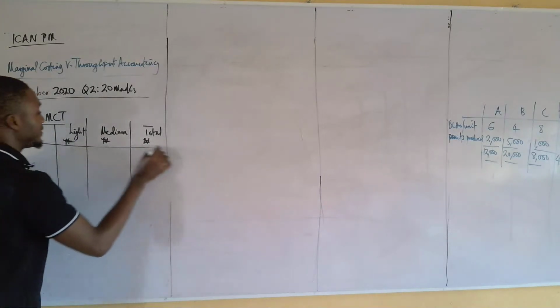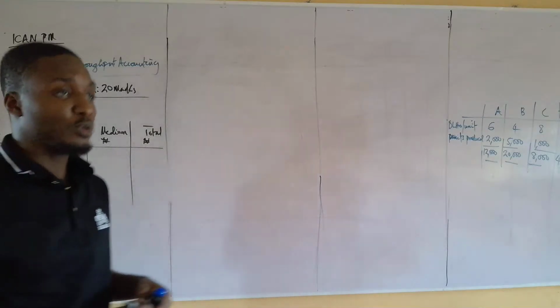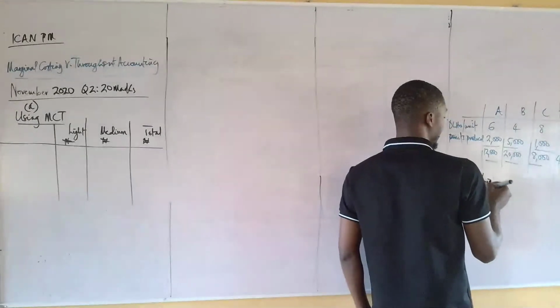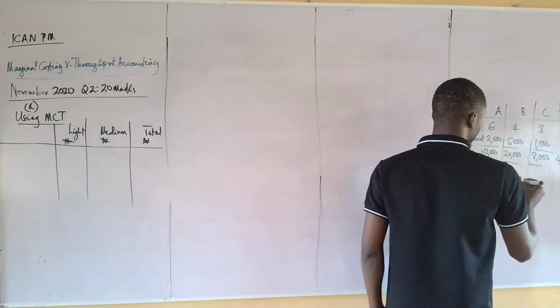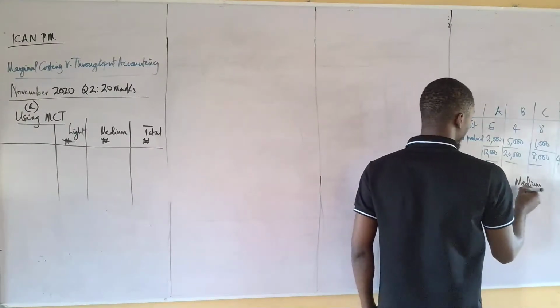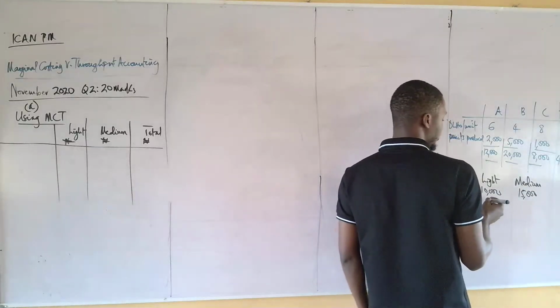Now normally, the first step is to identify the bottleneck resource. Abi? Yes, that's already been identified: machine hours. If you wanted to identify it yourself, let's look at it. How many units of light do they want to produce? The demand for light is what? 10,000 units. Medium is what? 15,000 units. How many machine hours does light give?